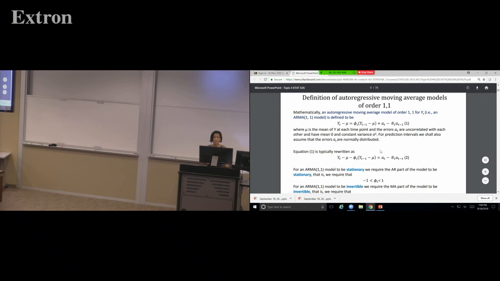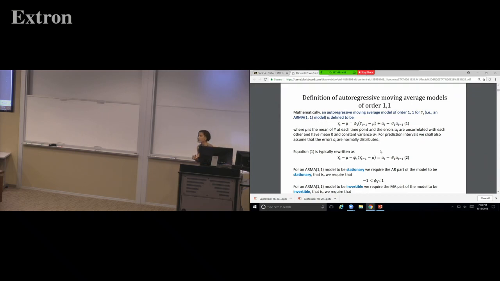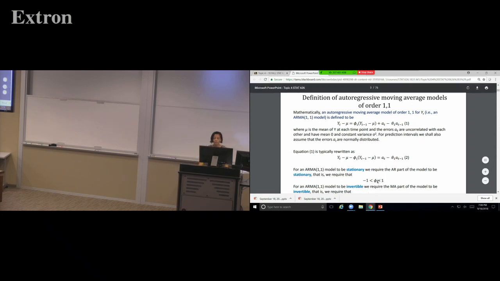So to talk about some of the properties of an autoregressive moving average model, let's start with the world of stationarity. For an ARMA(1,1) model to be stationary, we're going to have to require that the autoregressive part of the model be stationary. And we saw that back in topic 2, where if you have an autoregressive model of order 1, for it to be stationary, phi 1 needs to be between -1 and +1.